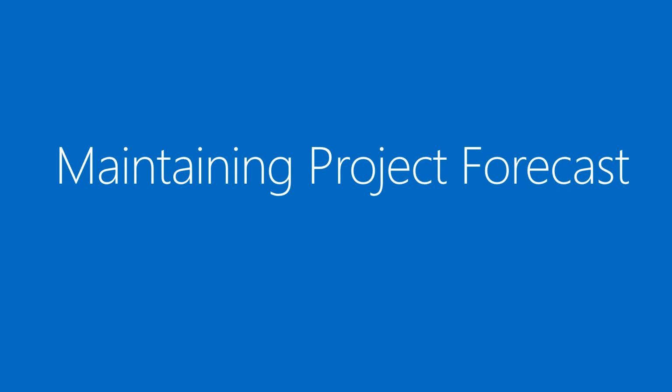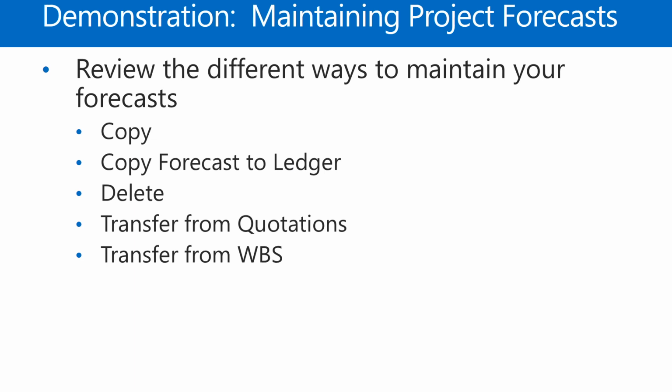Let's go through and look at some of the ways that you can maintain project forecasts. During this demonstration, we'll be maintaining project forecasts, and basically the high-level note is we'll just review the different ways to maintain your forecast. And what this comes down to is the ability to copy forecasts to the actual general ledger budget register entry functionality, delete forecast, transfer forecasts from quotes, and transfer from the work breakdown structure.